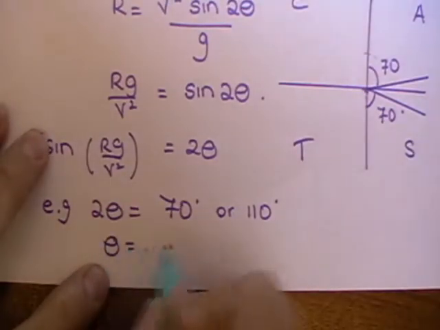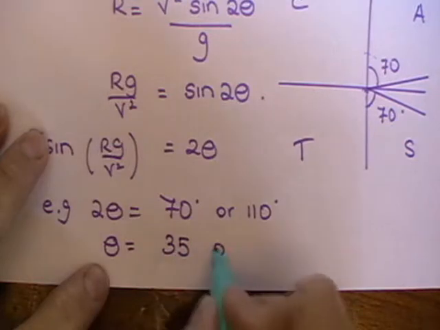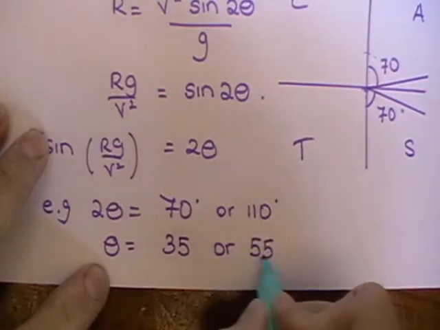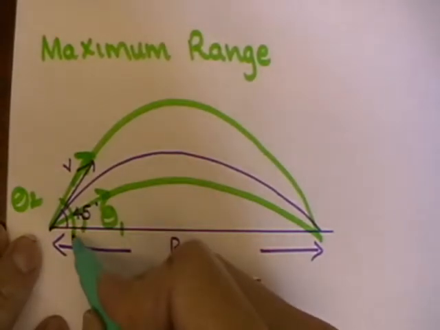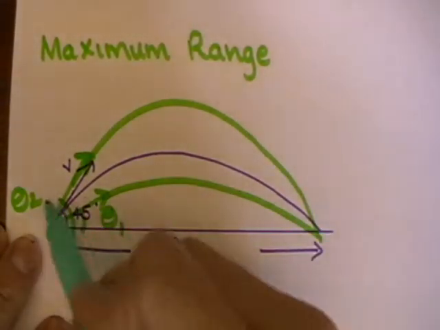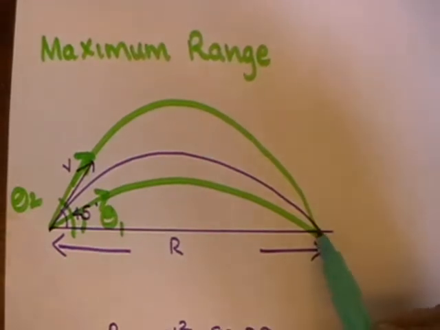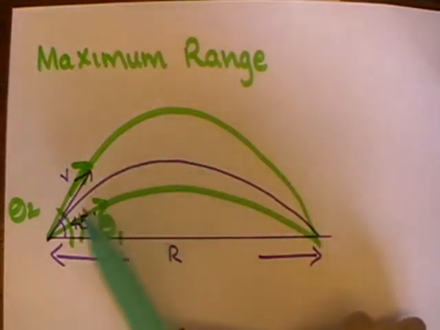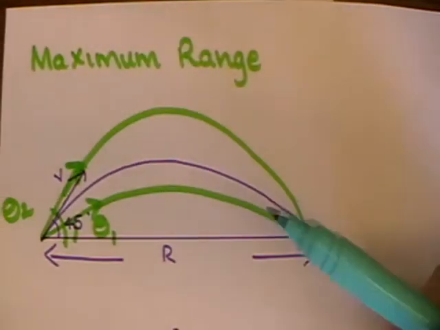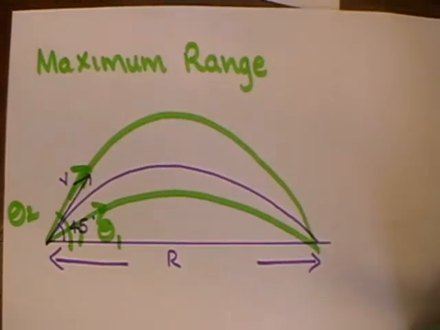So theta, if you divide those by 2, must be either 35 or 55 degrees. Therefore, these two angles are 35 and 55 degrees, and they will give you the same range. And therefore they must also take the same time, even though one travels higher. You have to remember that it's been shot at a different angle, and so they must take the same time to land if they're shot at the same speed with a different angle.